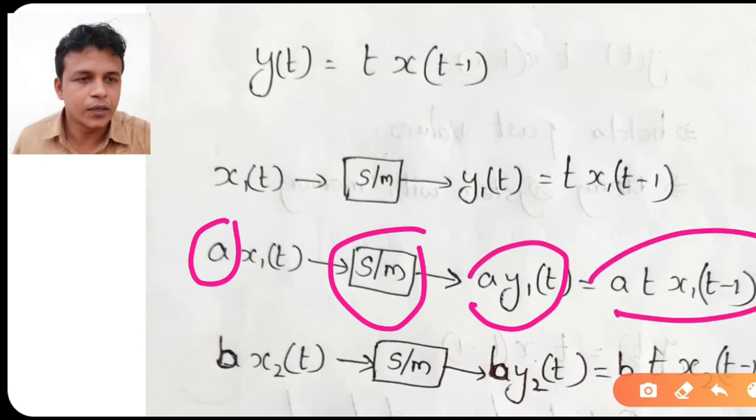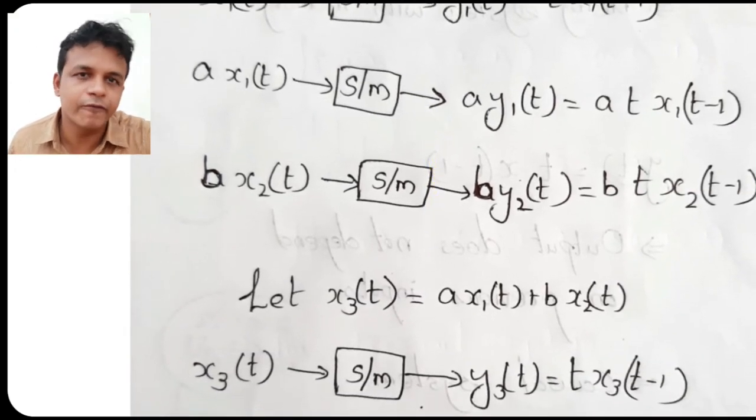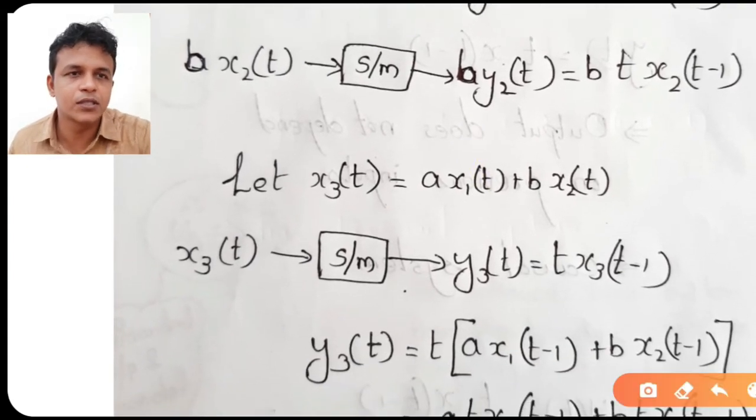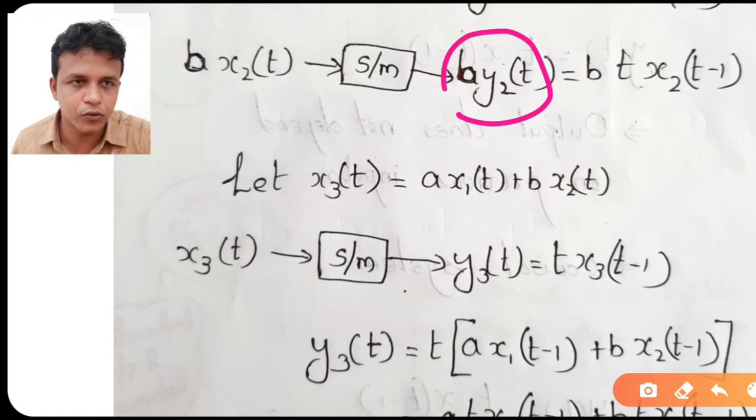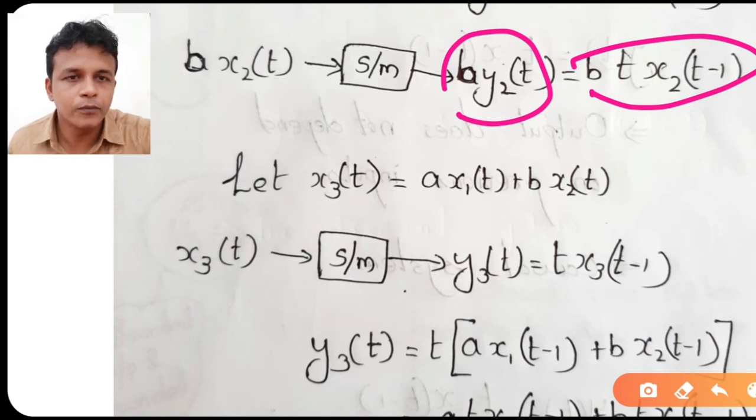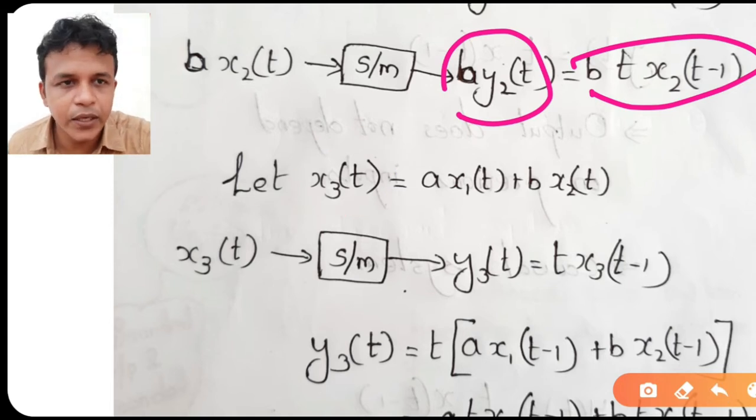Now, we are giving the next input weighted by another factor to the same system. We are giving b into x2 of t. We will be getting b into y2 of t as the output, which is nothing but b into t into x2 of t minus 1, because the system is the same, we have not changed the system. Now, we make an assumption: let x3 of t equal a into x1 of t plus b into x2 of t. The reason is that we have to prove additivity and homogeneity.